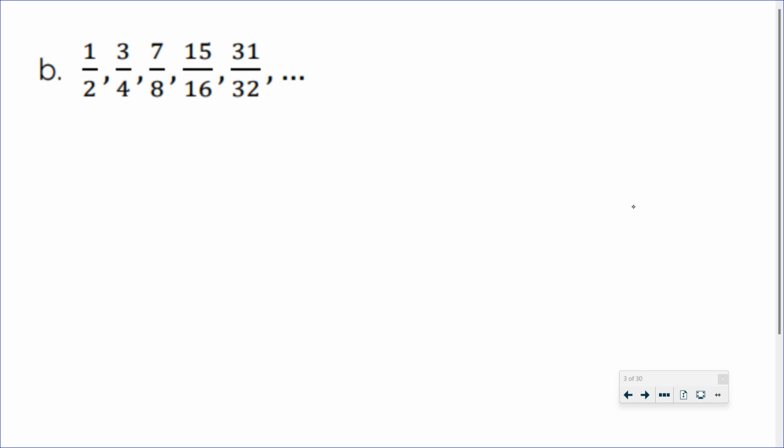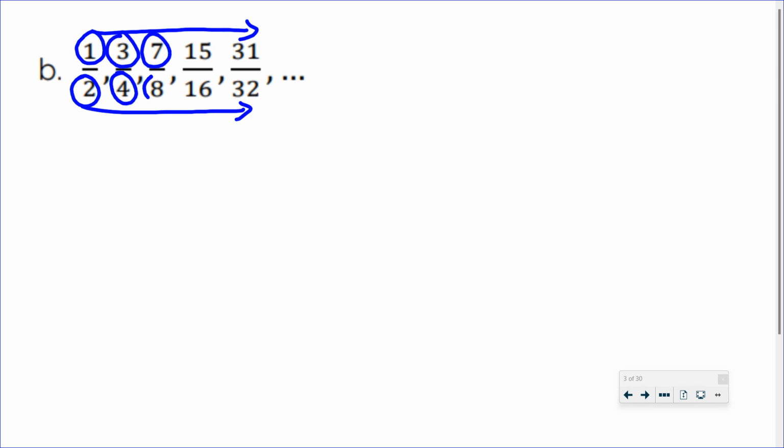Let's look at another one here. In this one, I can see that my denominator is getting bigger, but so is my numerator. Look at the relationship between the numerator and denominator, however. If this is 1, 1 more is 2. When this is 3, 1 more is 4. When this is 7, 1 more is 8, etc. So whatever my number in the numerator is, we'll call it x, my denominator would be x plus 1.